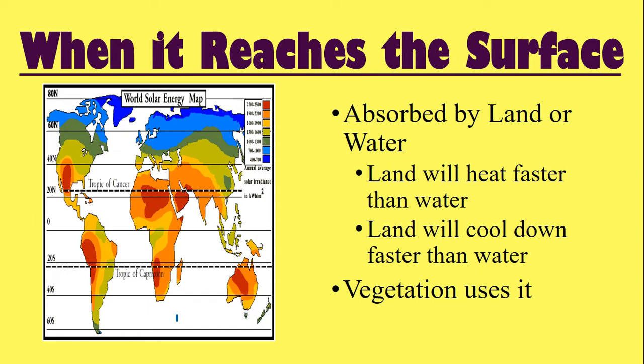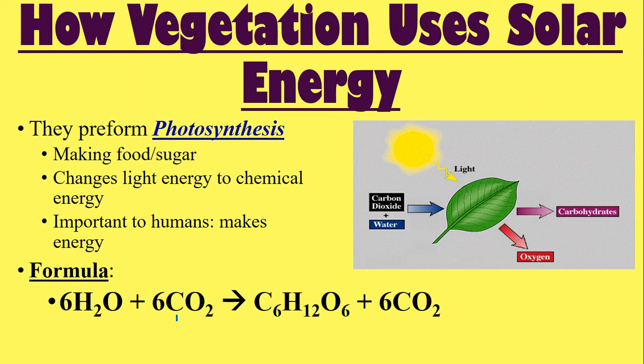Also, vegetation uses it in its processes. So, how does vegetation use solar energy? It does it through a process called photosynthesis. If you don't remember what photosynthesis is, it's the process by which plants make food. They make their sugar. What it does is it takes light energy and changes it into chemical energy. And this is really important for humans. It makes the sugar so that we can have energy, because humans eat the plants and get our sugar.